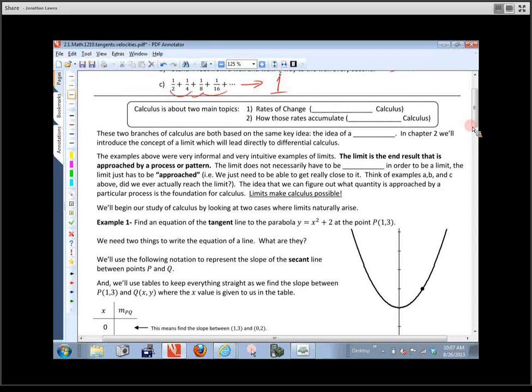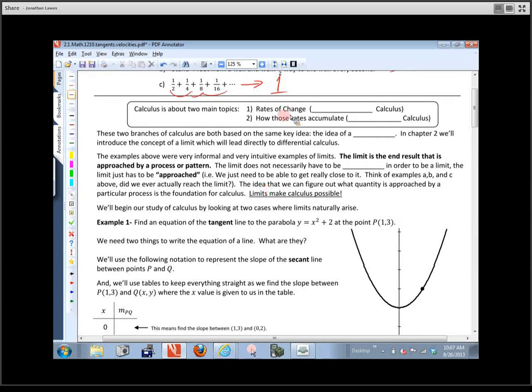Okay. And one of the questions on the last exam that I give is, what is calculus? It's not a calculus problem, it's just a verbal description of what calculus is. So we're going to kind of start off with this. Here's what calculus is. It's about 2 main branches, 2 main topics, okay?